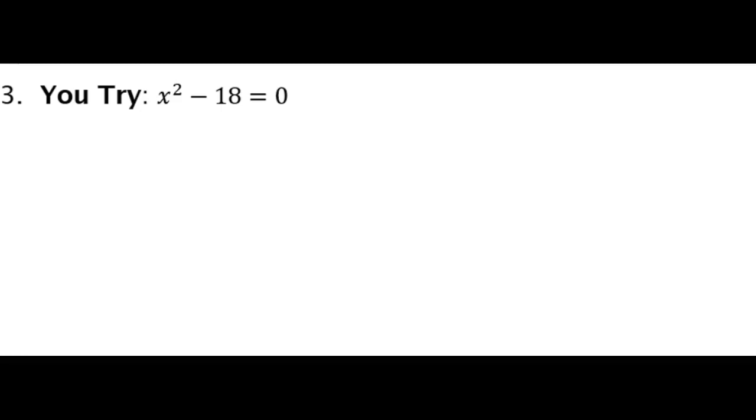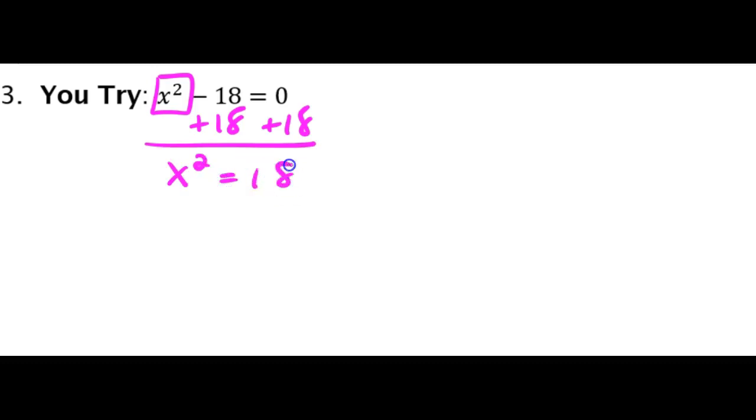In order to solve a problem by square roots, we first have to isolate the x squared term. So in this problem, our x squared term is just right here. So to get it by itself, I'm going to add 18 to both sides. So I would have x squared equals 18. So now I have the x squared term isolated. I can take the square root of both sides. And you have to remember to put a plus or minus in front of the side that has the number.